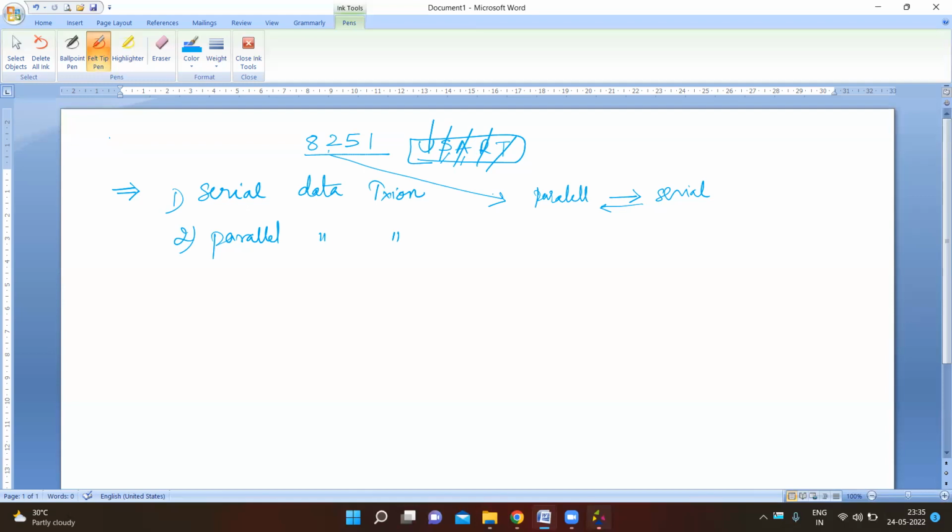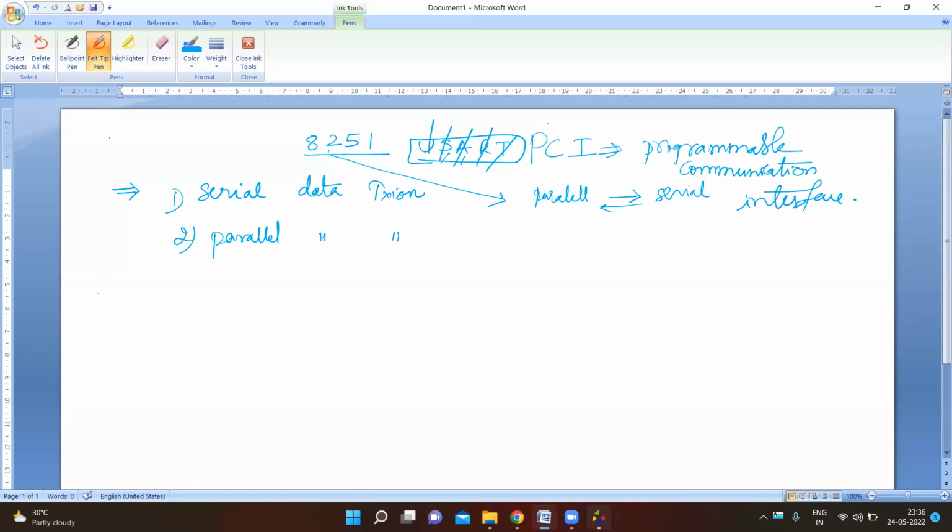This is fulfilled with the help of this 8251 IC. This 8251 IC can be used as a serial communication interface, and this is also called PCI, programmable communication interface. This is very, very important.